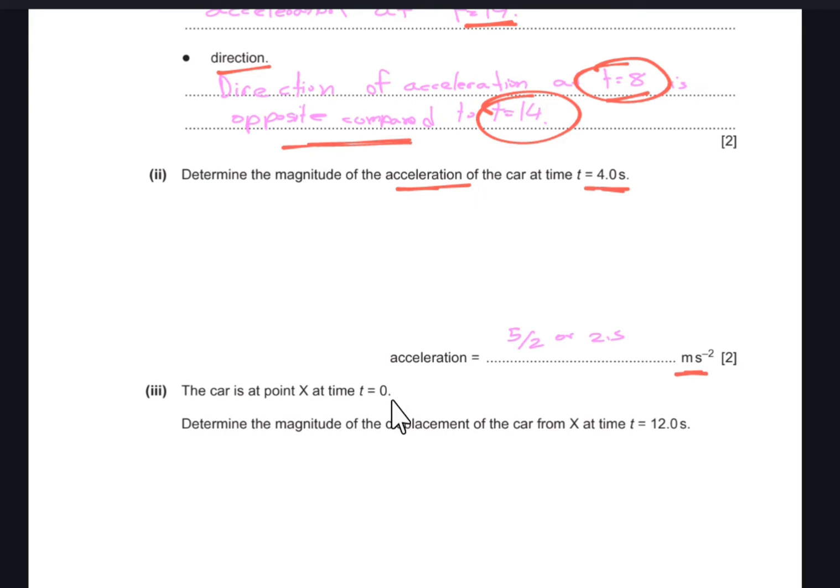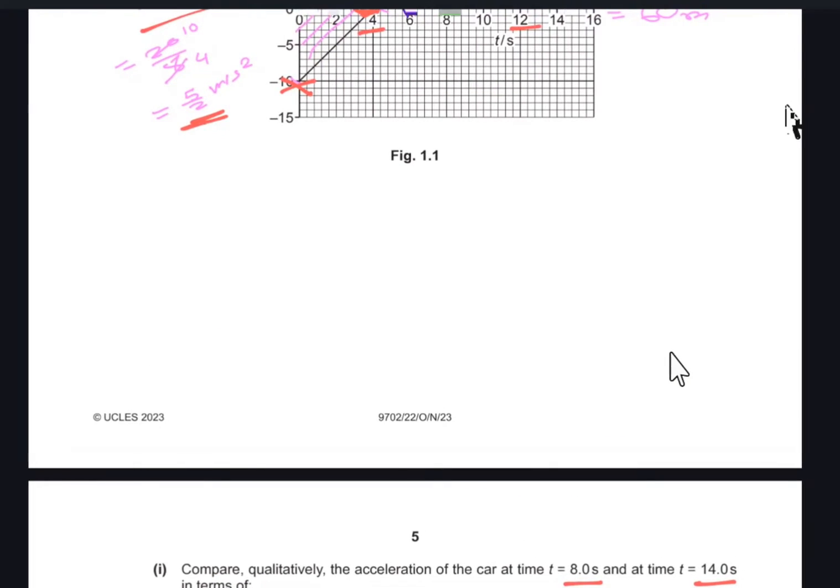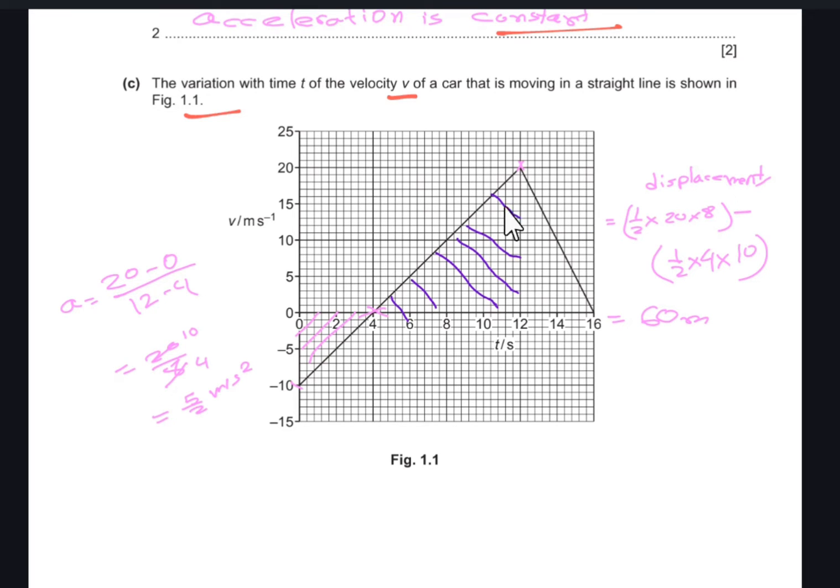Then the car is at point x at time t is equal to 0. That means at time t is equal to 0, the car is at point x. Determine the magnitude of the displacement of the car from x when time t is equal to 12. So we need to calculate the magnitude of the displacement of the car at time t is equal to 12. As we can see, this is a velocity-time graph, and in this area the displacement is negative, while in this area the displacement is positive. So the total displacement would be the positive displacement, that is the area under this part, half into base into height, minus the displacement under this smaller area. After subtracting we get a displacement of 60 meters.